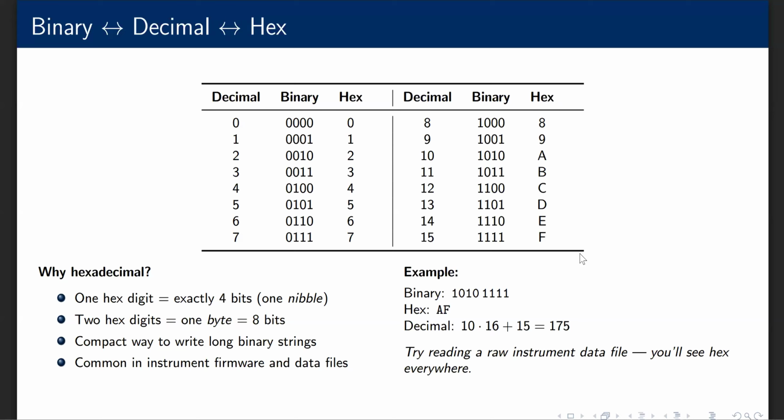When you see a string like AFC4E3E, that's 3 bytes of binary data expressed compactly in hex. The example binary 10101111 is AF in hex, which is 175 in decimal. We can practice this conversion because it'll come up in the practice problems.